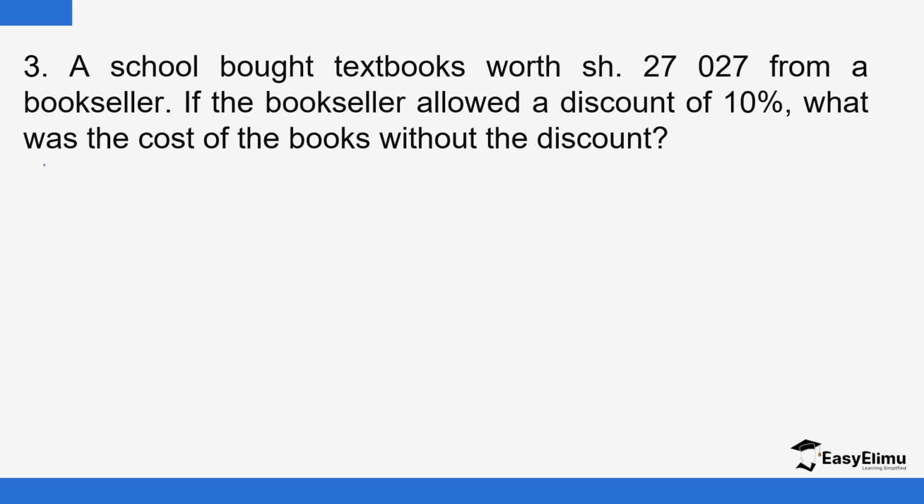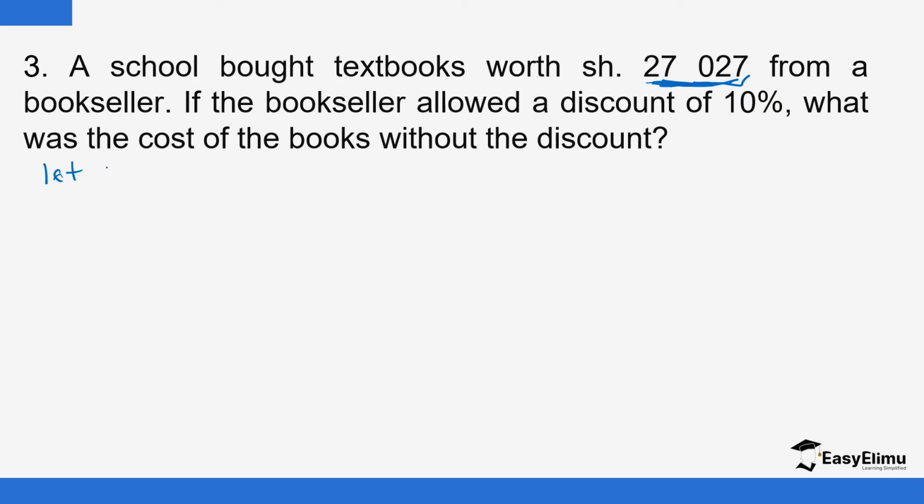So the school bought these textbooks at 27,027. This becomes now the final price at which they bought them, and that's what we're calling the reduced price. And therefore, this price we are looking for, what was the cost? What would have been the cost of the books without the discount? That becomes the marked price.